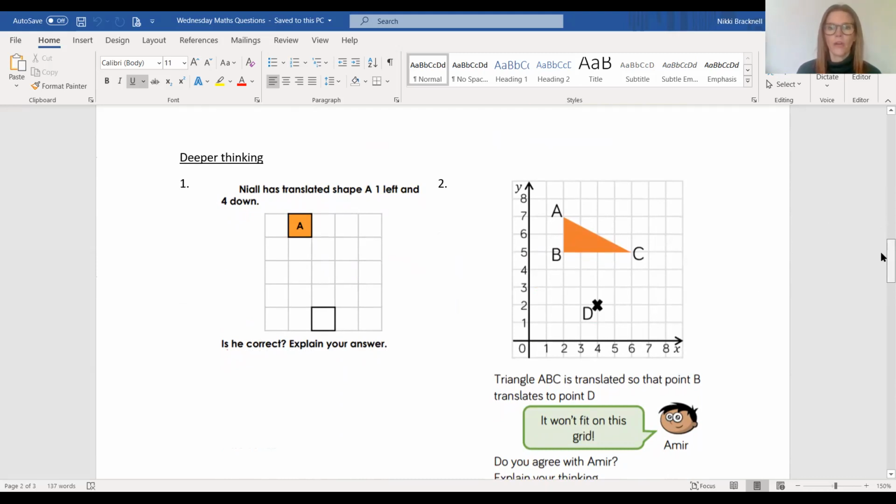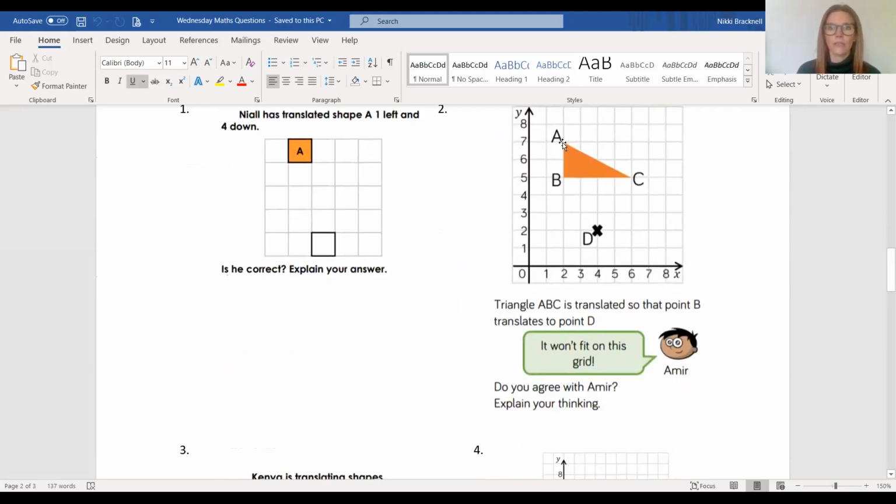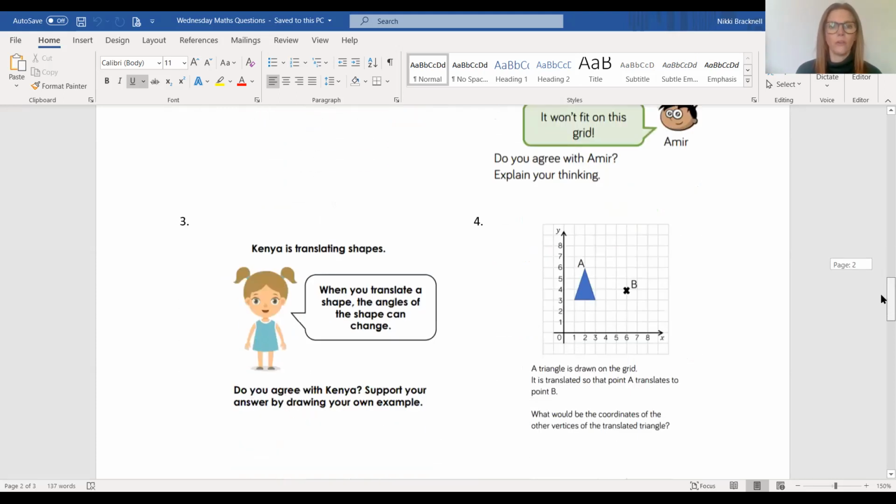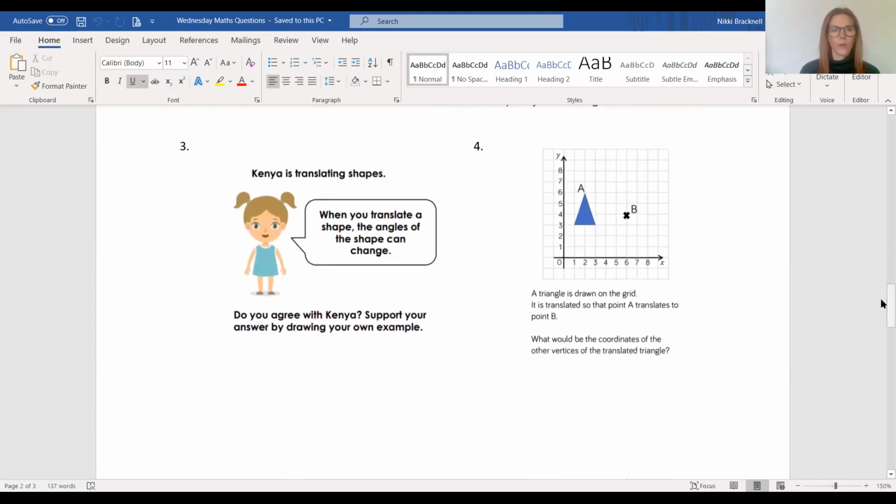This one, triangle ABC, so here's ABC, is translated so that point B, this point here, translates to point D. So it's saying this point here will be in this position here. Now, Amir says it won't fit on this grid. Do you agree with Amir? Explain your thinking. Question 3, Kenya is translating shapes. When you translate a shape, the angles of the shape can change. Do you agree with her? And again, support your answer by drawing your own example.